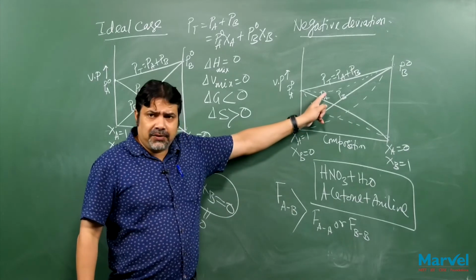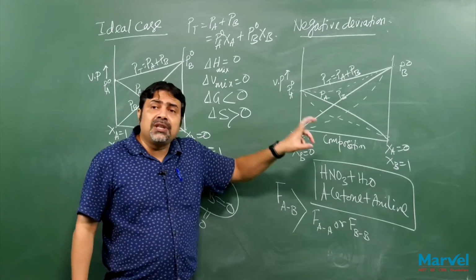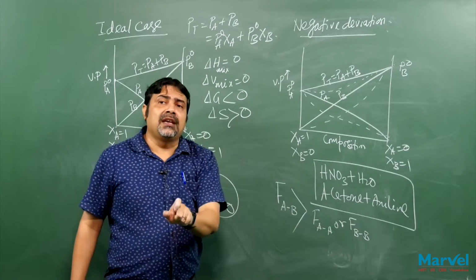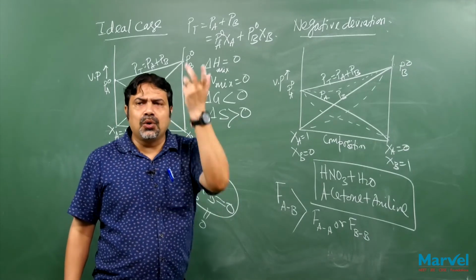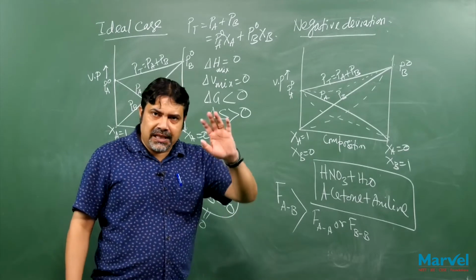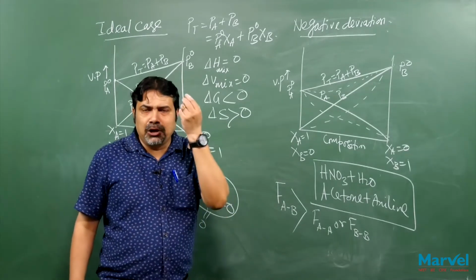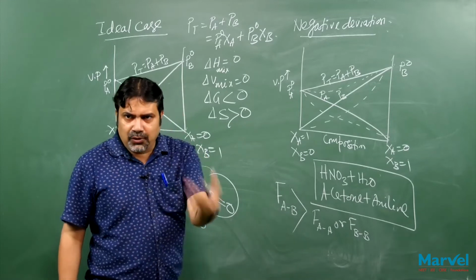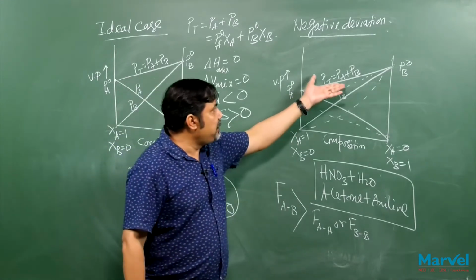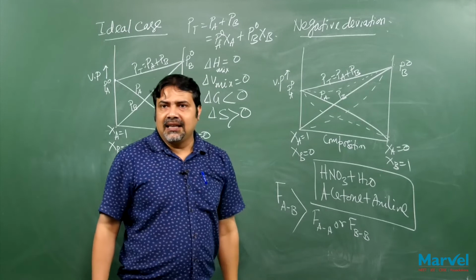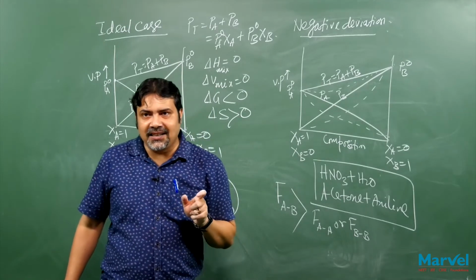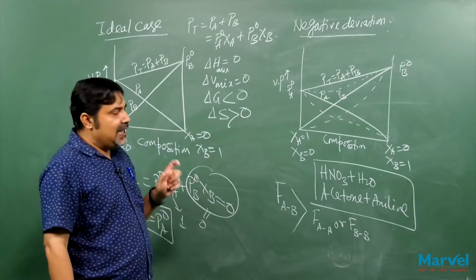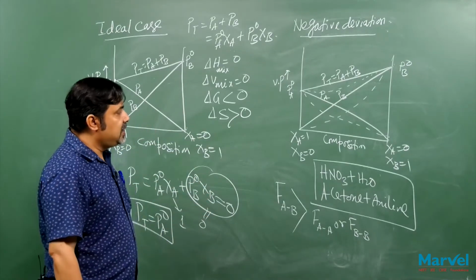So this is the punching point you have to understand: why they show the negative deviation. The force of attraction between the liquid mixture is very, very high. As the force of attraction is very high, they will not go easily to the vapor phase. When they do not go to the vapor phase, they produce less vapor pressure, and their vapor pressure will be below the ideal line. That means they show the negative deviation, my dear. Got the point? So that is what you have to understand.